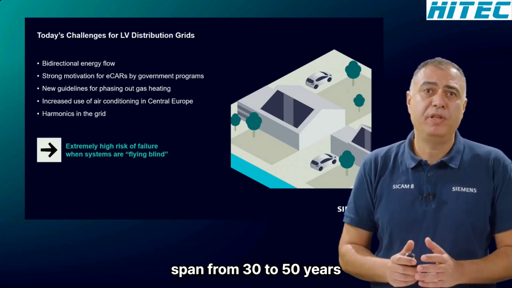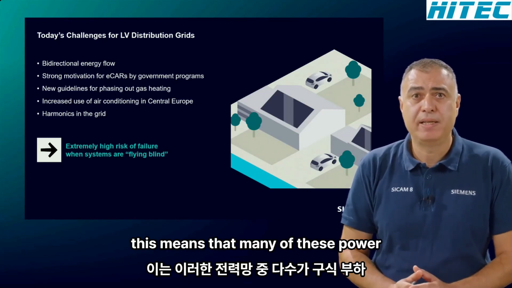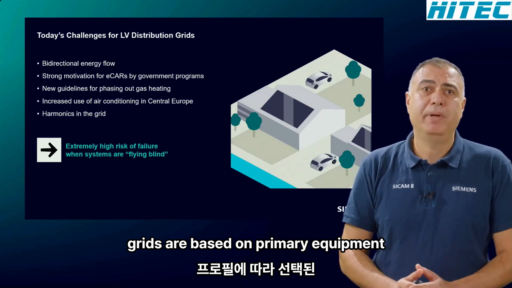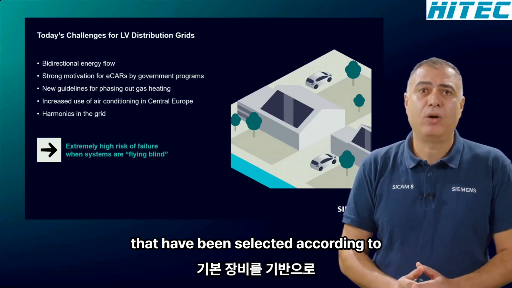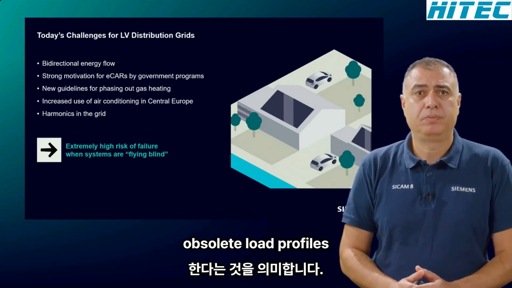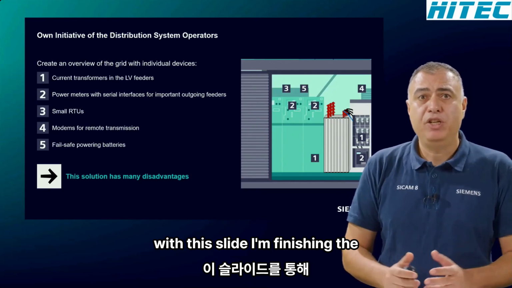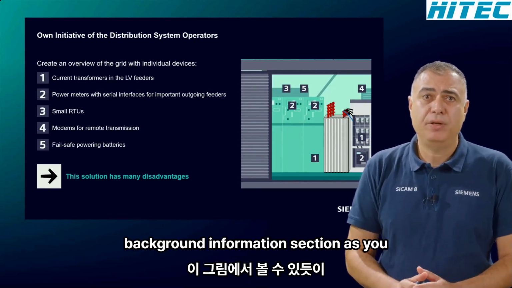from 30 to 50 years. This means that many of these power grids are based on primary equipment that have been selected according to obsolete load profiles. With this slide, I'm finishing the background information section.